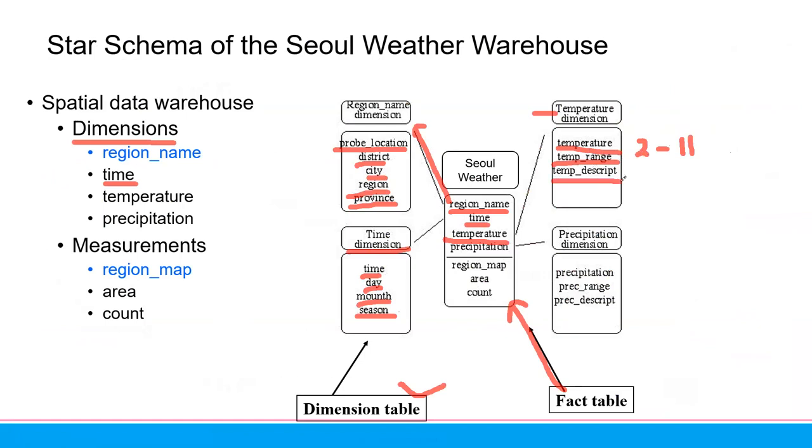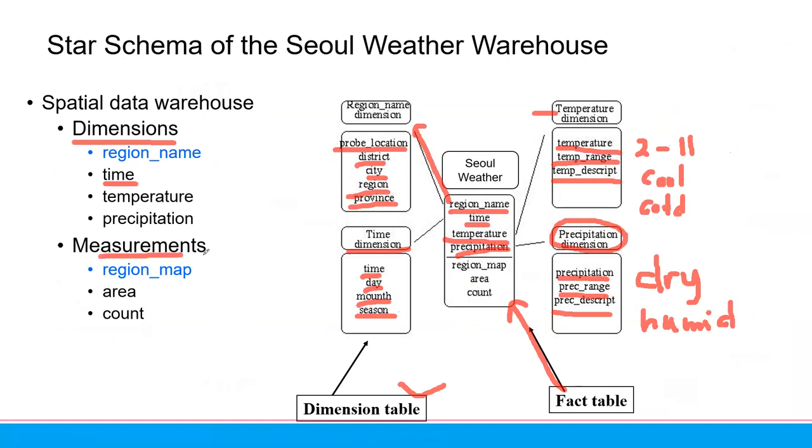Or we can also have the temperature description, whether it is cool or it is cold, or it is extremely cold, and such. We can also have the precipitation. What is the current value of the precipitation? What is the precipitation range? And what is the description of the precipitation? For example, in the weather forecast, they always mention dry. Be careful of the fire, because they already measure the precipitation. Or maybe they can say it is humid. So that's the precipitation description.